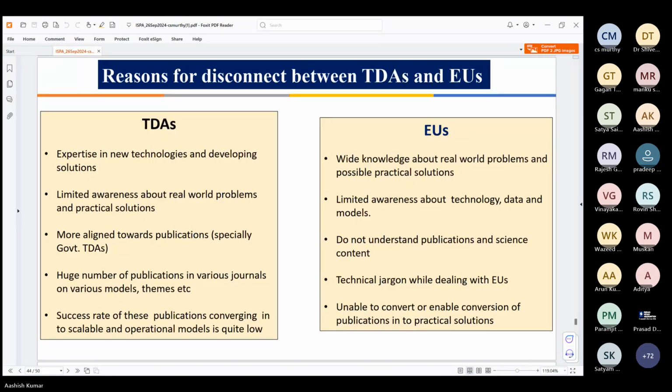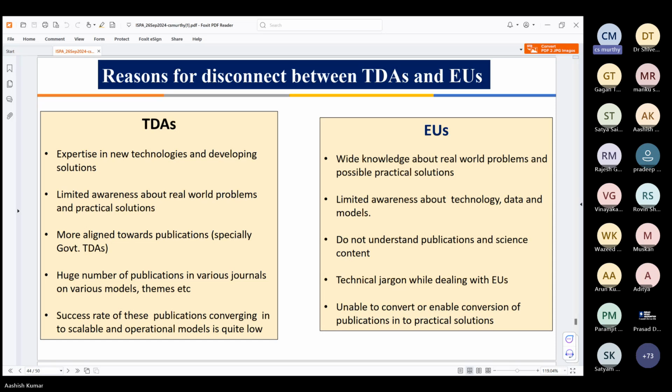Now, why is there a disconnect? What is the reason for the gap between TDAs and end users? TDAs are experts in digital technologies, new technologies, and developing solutions. But TDAs have limited awareness about real world, practical problems. For example, TDAs are not aware that today you require crop statistics at village level. We require accurate information on the crops, accurate in the sense of 90% or so. We require information at village level or block level. TDAs are not fully aware.